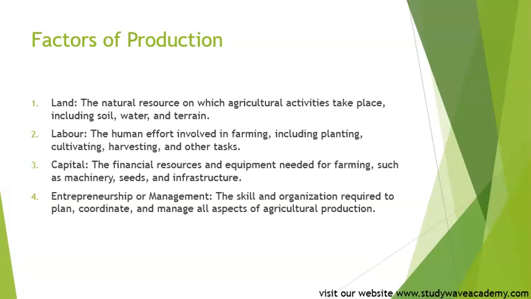Okay? So these are the four key factors needed to make things grow and produce what we need. We mentioned land, the place where farming happens, including the soil. We mentioned labor, the people who do the work on the farm. We also mentioned capital, the tools, equipment, and money required for farming. We mentioned entrepreneurship, the planning and decision making to run a successful farm. So these four factors come together like pieces to make agriculture work and provide us with food, clothing, and other important things.